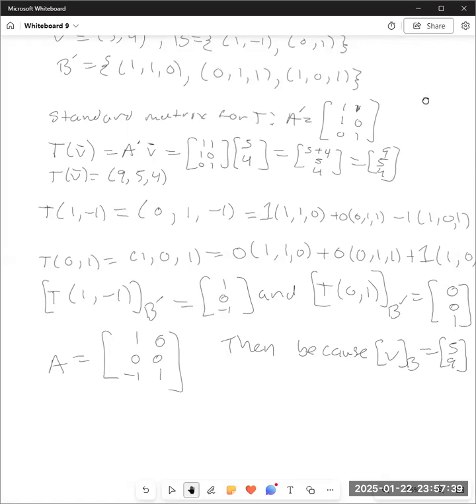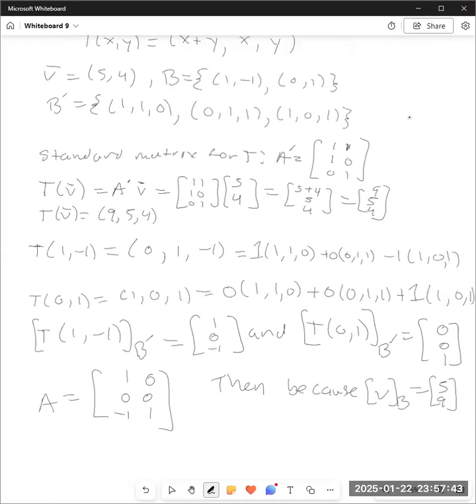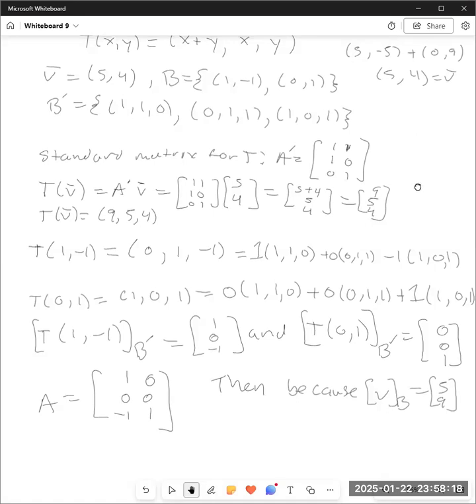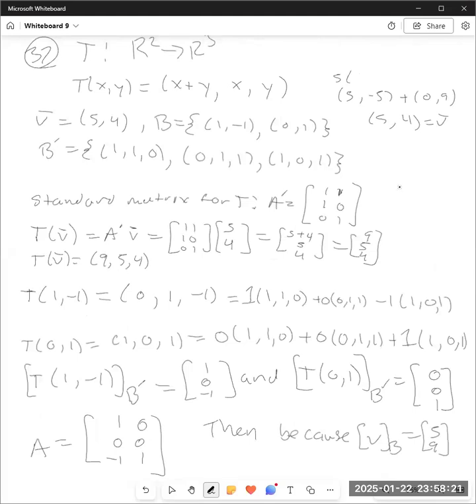v with respect to B, you can go ahead and take 5 of these and 9 of these to get the 5, 4, 5, negative 5 plus 0, 9. 5 plus 0 is 5. Negative 5 plus 9 is 4. And that's v. That's what they're saying by that, is that this is 5 times 1, negative 1 plus 9 times 0, 1. That's where they're getting the 5 and the 9 for down here.